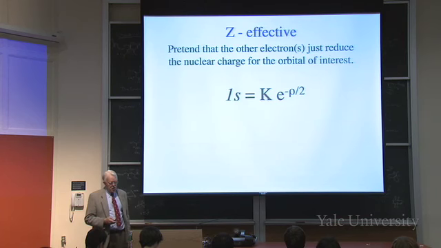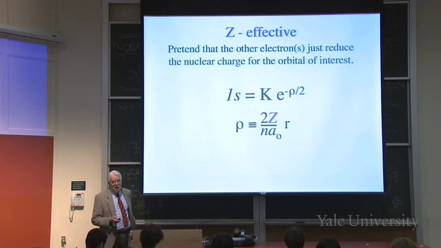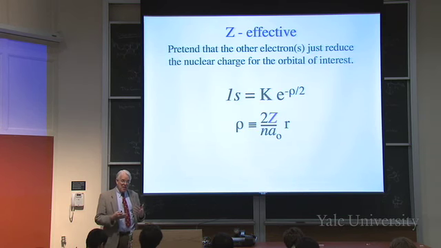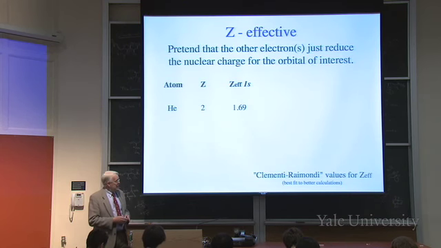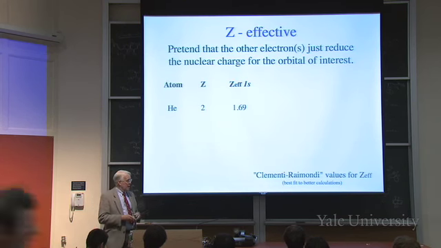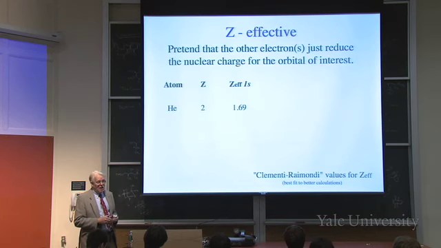Okay, and this is what we know, that 1s looks like that, and rho scales with z. So if I just reduce z a little bit, maybe I get something that at least is corrected in the right direction.